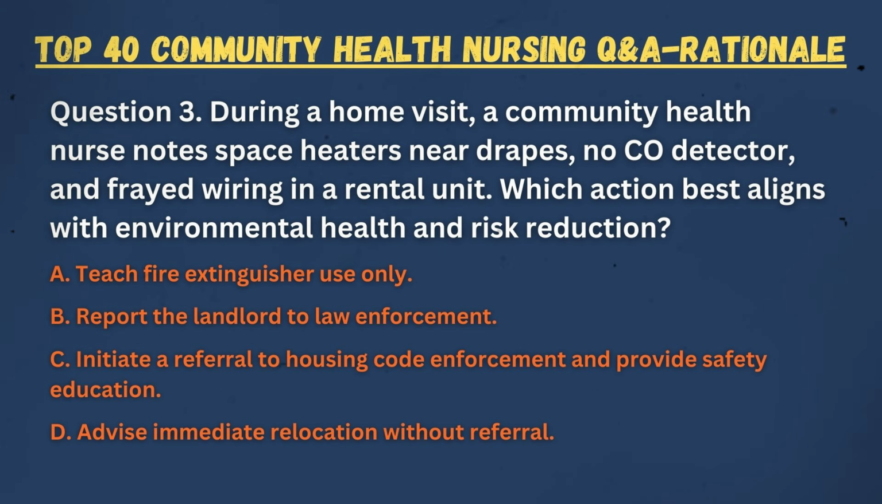Question 3. During a home visit, a community health nurse notes space heaters near drapes, no CO detector, and frayed wiring in a rental unit. Which action best aligns with environmental health and risk reduction?